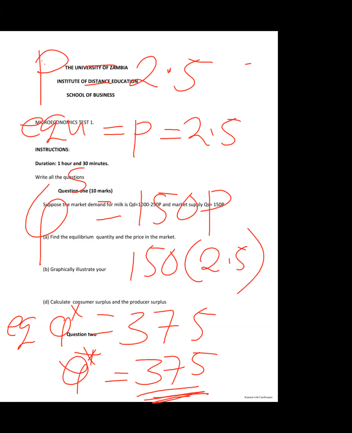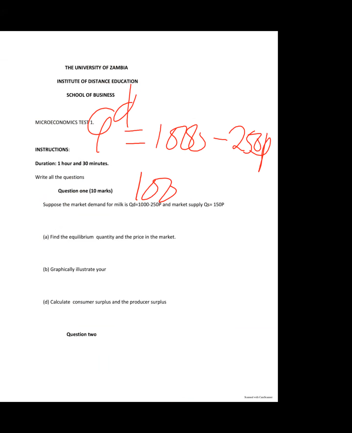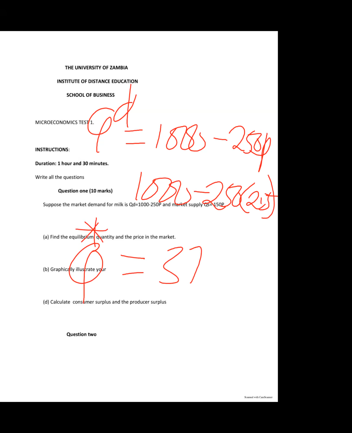We know that our equilibrium price is 2.5, and our quantity demanded equation QD is given as 1,000 minus 250 P. So we have 1,000 minus 250 multiplied by 2.5, because that's our equilibrium price. 250 times 2.5 is 625. 1,000 minus 625 gives us Q star, the equilibrium quantity, as 375.